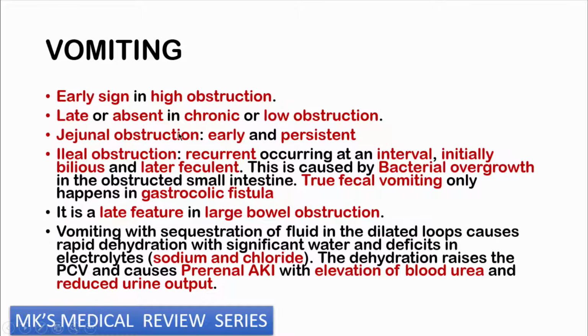If it's in the jejunum, it's early and persistent. Remember that I told you the small bowel is divided into the duodenum, the jejunum, and the ileum. So if it's in the jejunum, the vomiting is usually early and persistent. If it's in the ileum, it's recurrent and occurs at intervals. It may initially be bilious, but later it will become feculent, so it will have some feces in it. This is obviously caused by the bacterial overgrowth happening proximal to the obstruction.